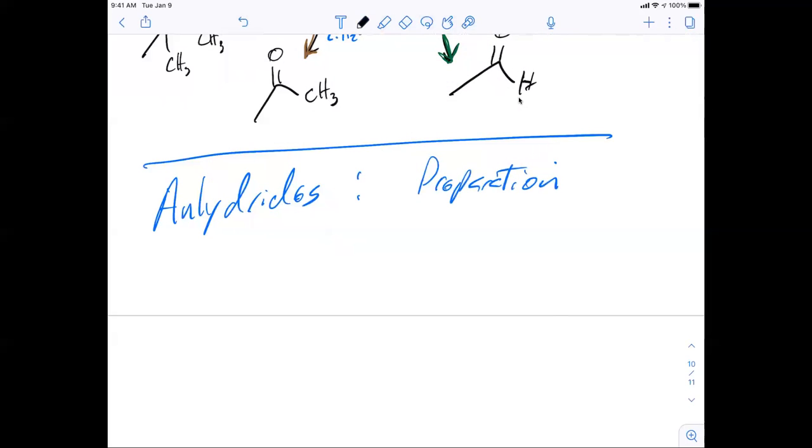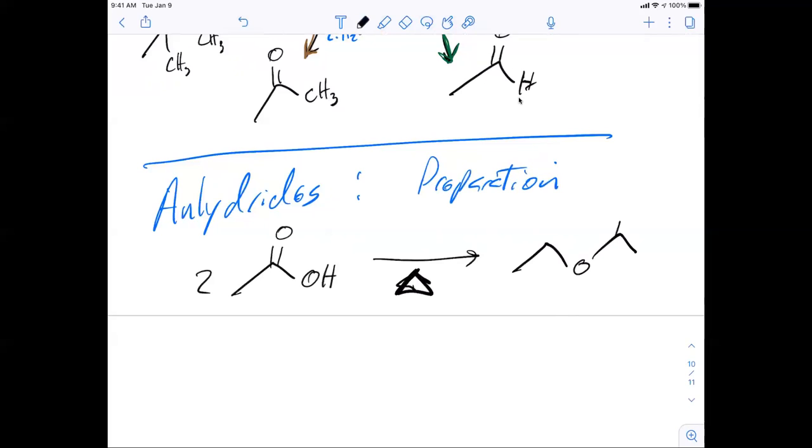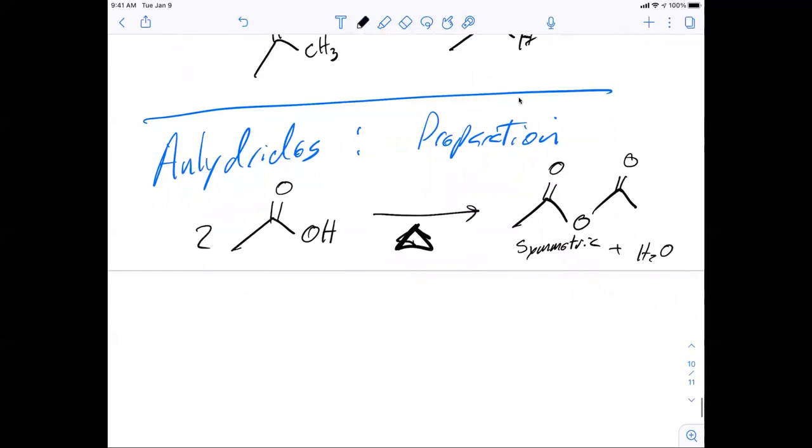So, the preparation of anhydrides: you have an industrial process to make symmetric anhydrides. It also works in the lab, but this is how you get most of your symmetric anhydrides. You take the acid, you heat it up, and you remove water.